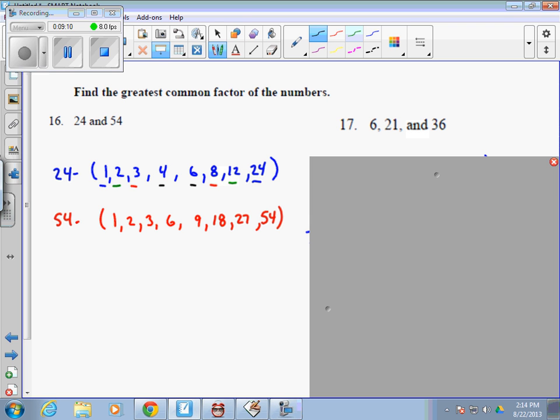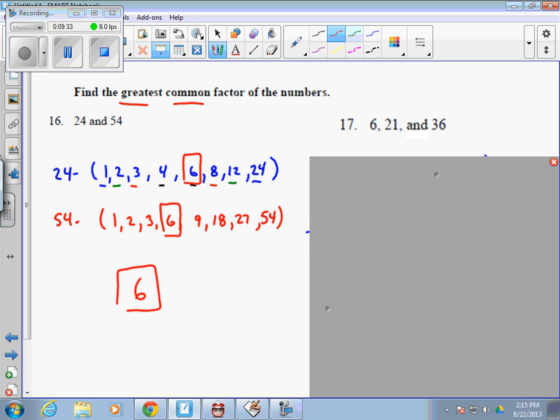The greatest common factor is what you're looking for. Greatest common factor, so the largest one that they have in common. The largest one they have in common, if you look at the factors, 1, 2, 3, 4, 6, 8, 12, and 24, the largest number that they both have is the number 6. Therefore, you list their greatest common factor as 6.